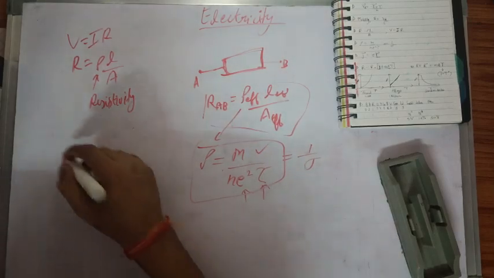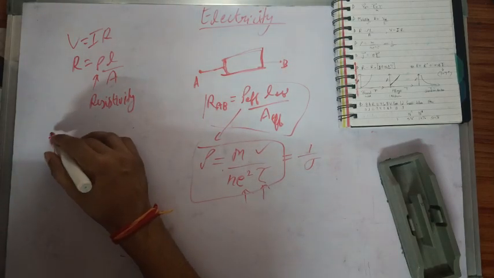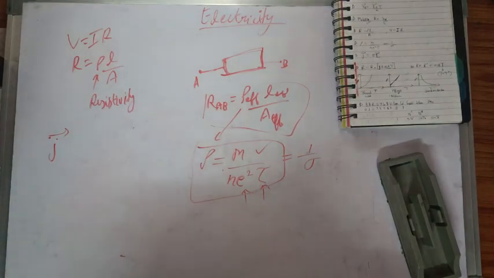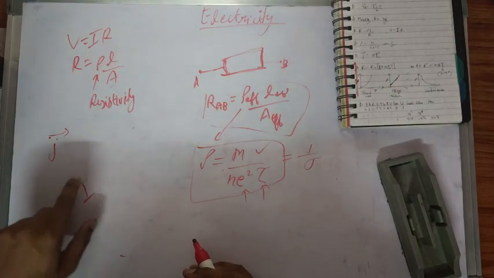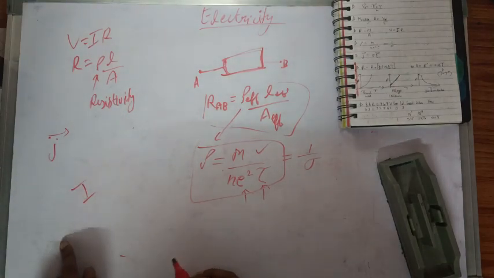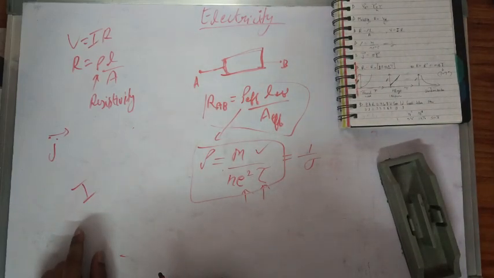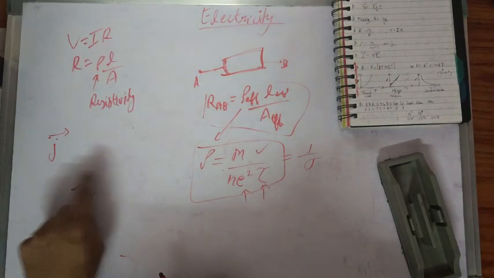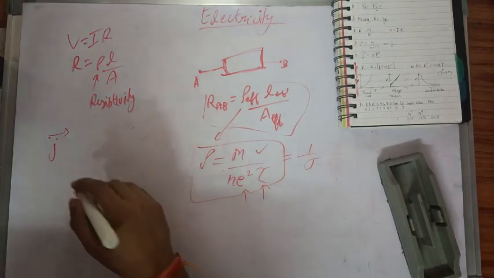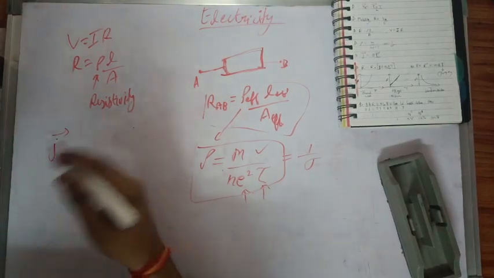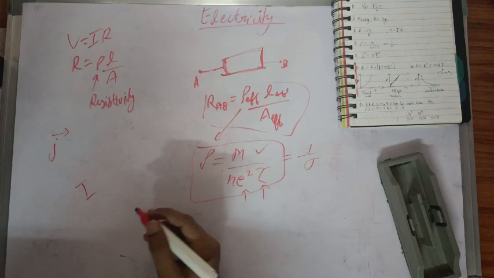Now there is one term called current density, which is a vector quantity. Since current is not taken as a vector quantity, we need another vector which can help in using the current with a direction. So the current density has the same direction as current.